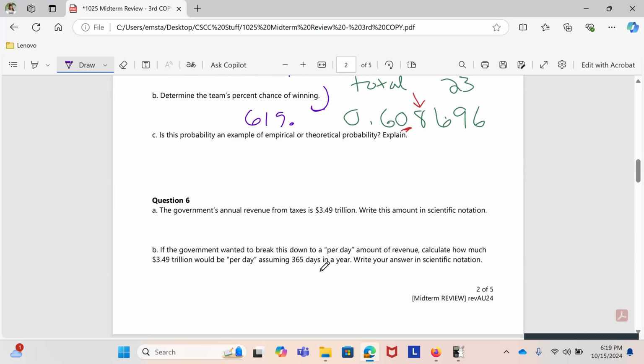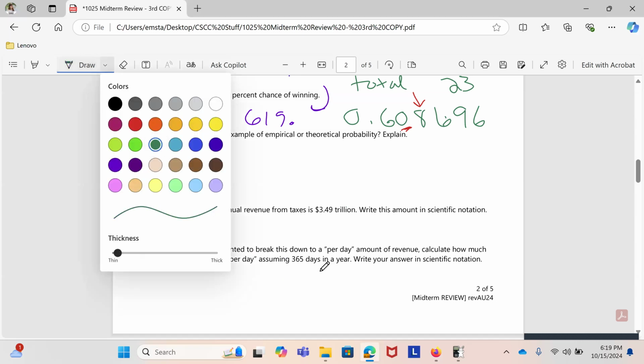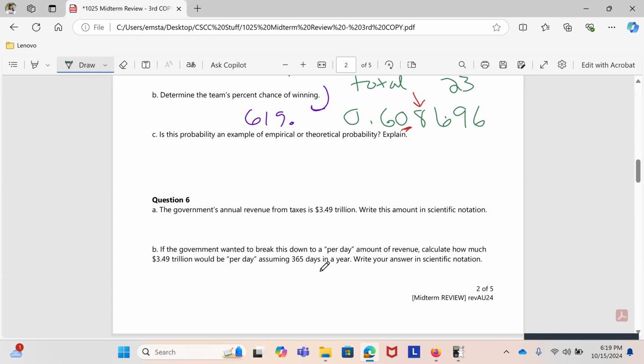So the next one says the government's annual revenue is 3.49 trillion. I do not believe this one shows up in the test. There's something with scientific notation, but it's not this tricky. Because trillion is one that I even have to think about. I actually had to look it up earlier today.